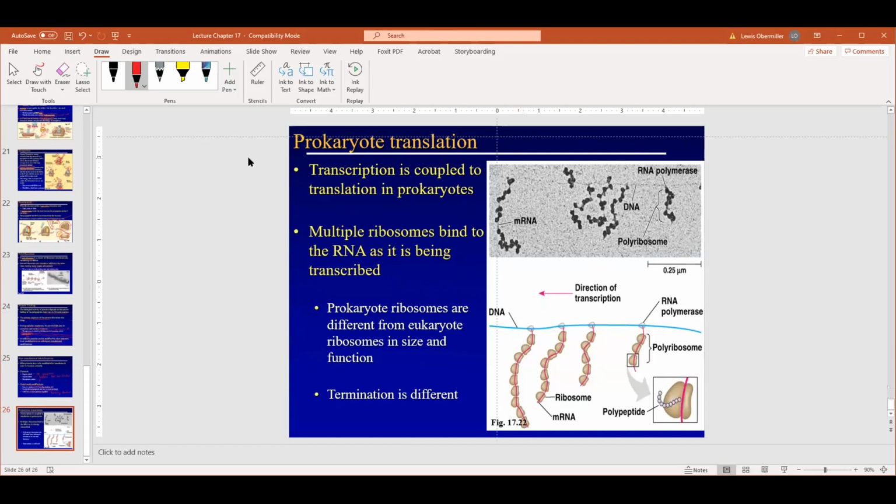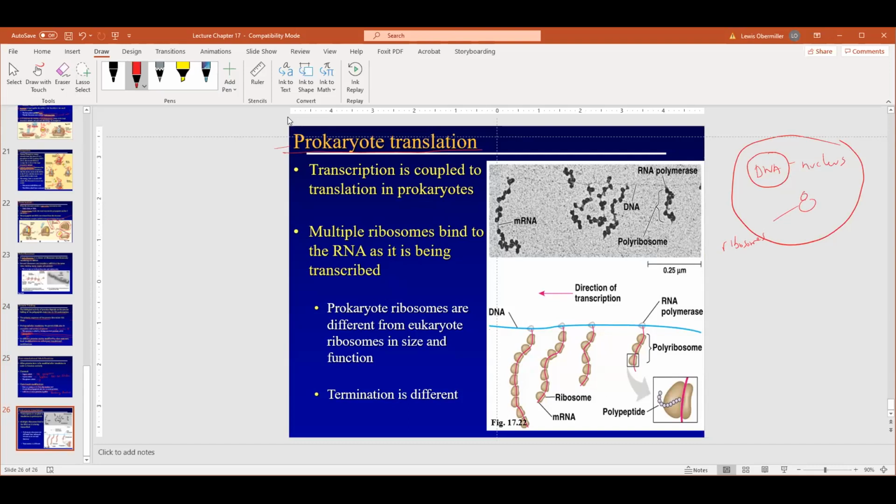So this is the very last slide of this whole class. And this is just talking about how prokaryote translation is different than eukaryote translation. Remember, in eukaryotes, we have a nucleus, and the DNA is in the nucleus. And then outside of the nucleus is where the ribosomes are. But in prokaryotes, the ribosomes are right next to the DNA. So the processes of transcription and translation are coupled together in prokaryotes.